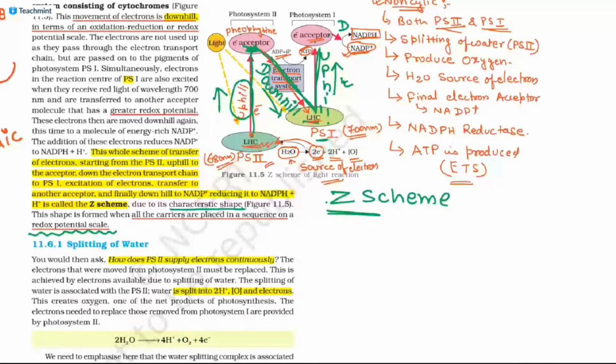See, one thing again, you keep it in mind. I will explain with an example. Let's say electron is moving from A to B. Tell me, which one has higher redox potential? If electron is moving from A to B, which has higher redox potential? B. Higher redox potential.